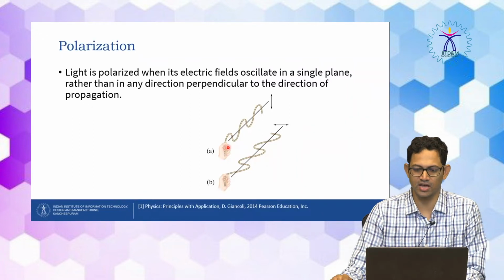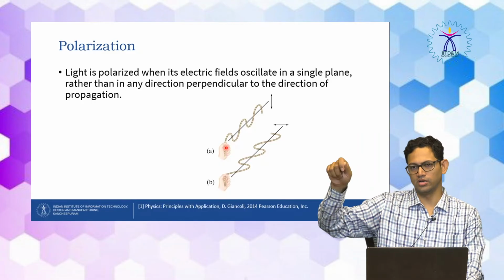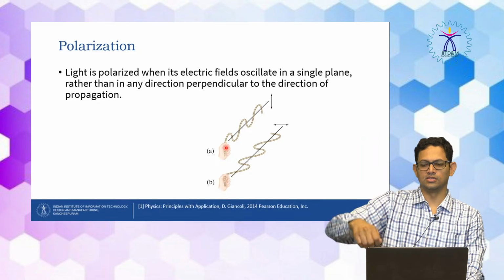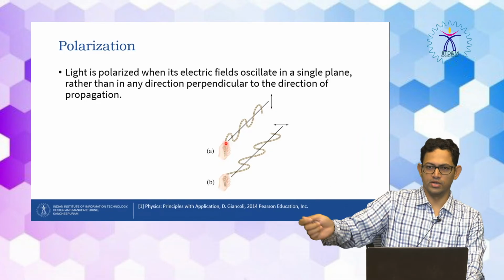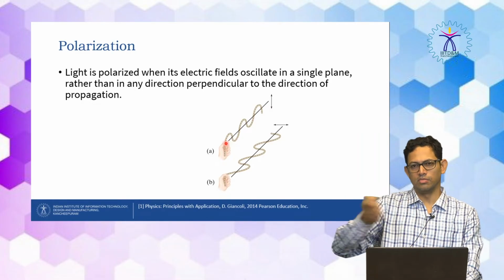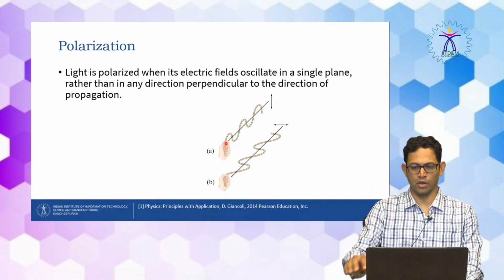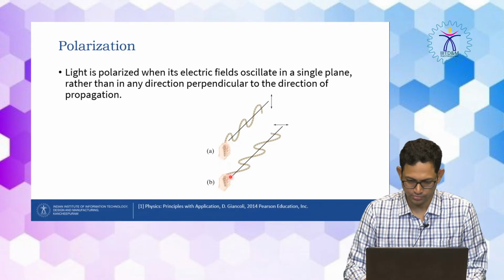Now I just take a rope and I try to oscillate like this, okay? I oscillate it vertically, so I can say that my polarization is in vertical direction. Now I take the same rope and I oscillate it horizontally, so it becomes a polarization in horizontal direction, okay? So that's how simple this concept is.